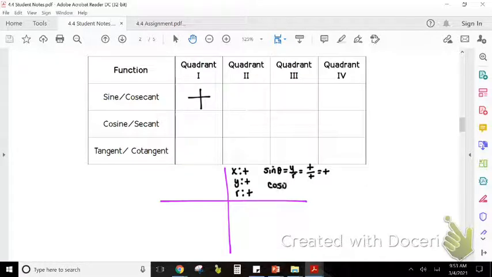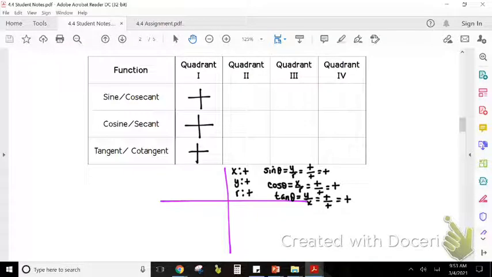Cosine is x over r. In quadrant 1, x is positive, r is positive, and positive over positive is positive. So in quadrant 1, cosine and its reciprocal secant are also positive. And then tangent of theta, remember, is y over x. In quadrant 1, y is positive and x is positive, so tangent is also positive in quadrant 1, along with its reciprocal cotangent. Those are plus signs for positive, by the way, guys.